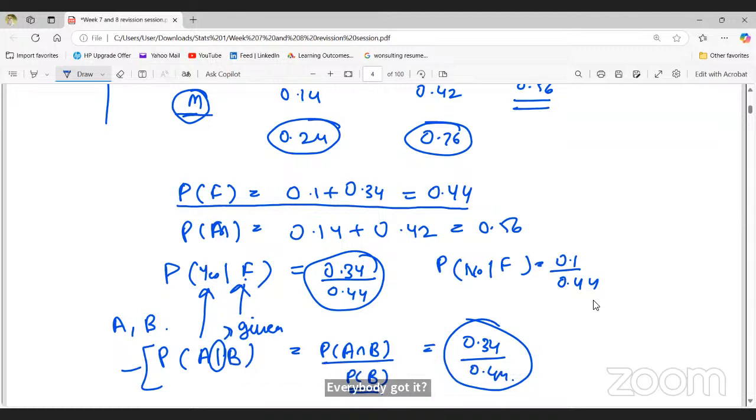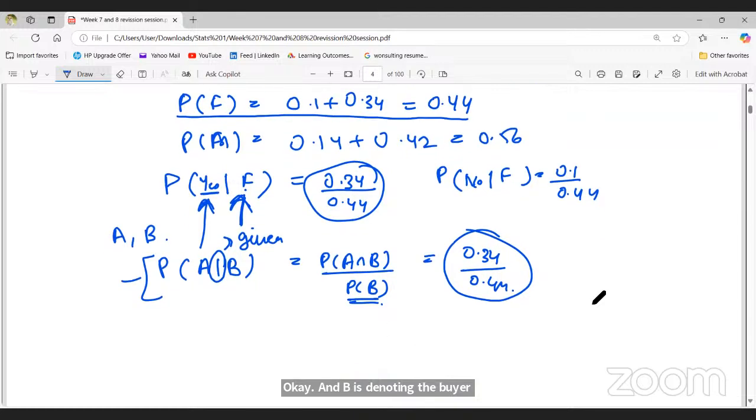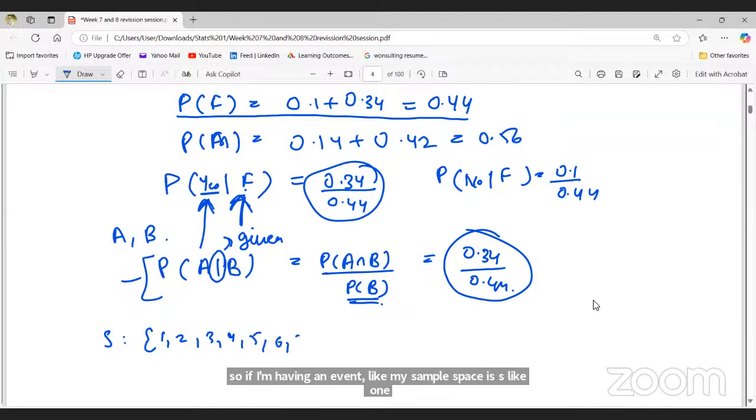Like here, what is A, ma'am? A, I'm denoting as the person who is having a smartphone, and B is denoting the buyer is female. Okay. So let me take another example. If I'm having an event, like my sample space S is 1, 2, 3, 5, 6, 7.